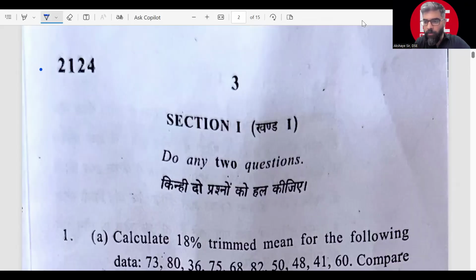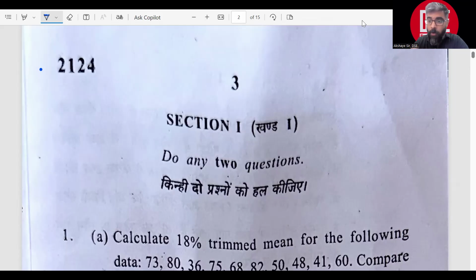Okay, I hope I'm audible to all my students who are attending this particular lecture for the Introductory Statistics for Economics course. In this online lecture, I'm going to start with the discussion of the 2024 question paper, which has come up at Delhi University for the Introductory Statistics for Economics, currently offered in semester 1 of BA Honors Economics.